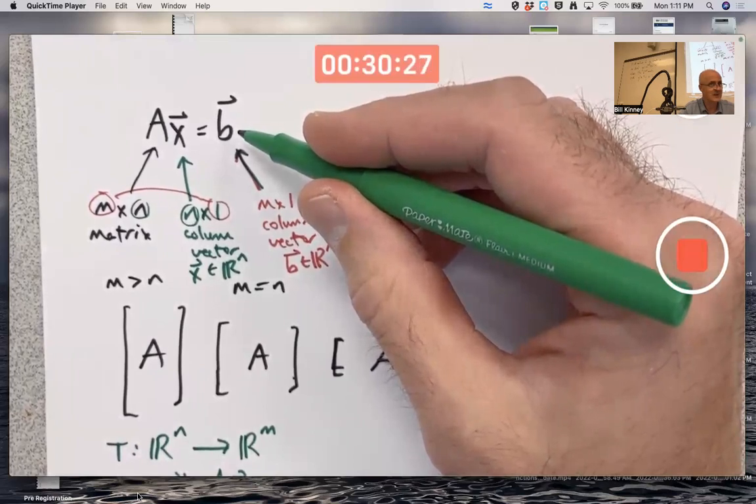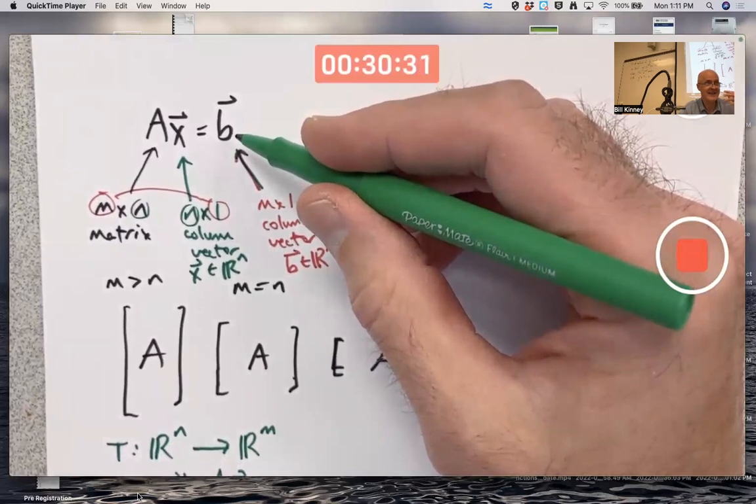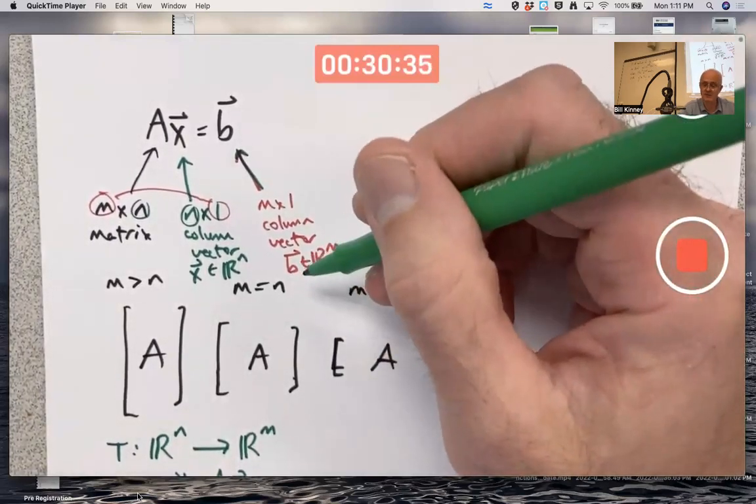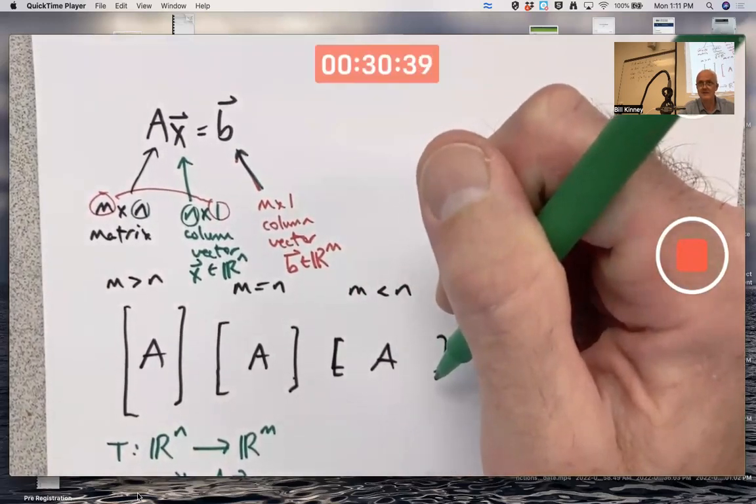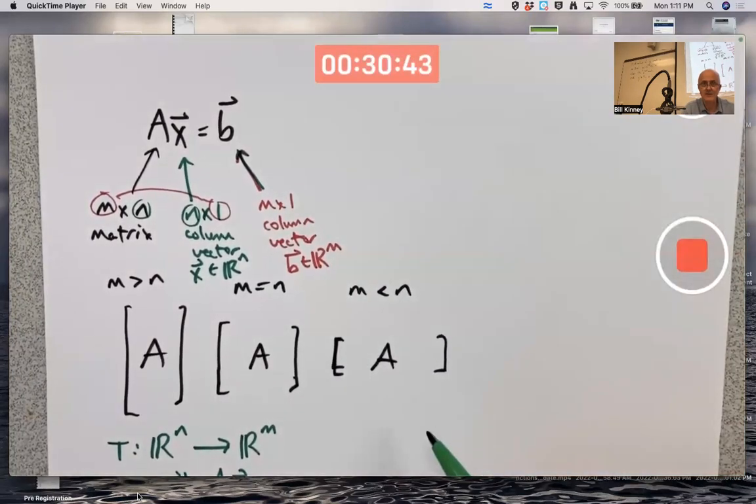If that's not intuitive, you want to work on making it intuitive by doing enough examples and thinking about it and doing your REFs and seeing, oh, there are free variables whenever A has more columns than rows. Because there can't be more pivot positions, non-free variables, than there are columns. So it can't be one-to-one.